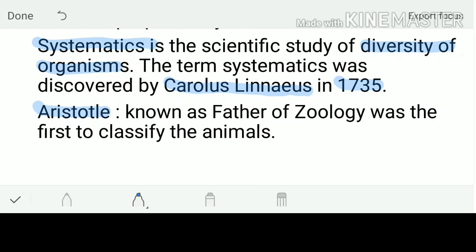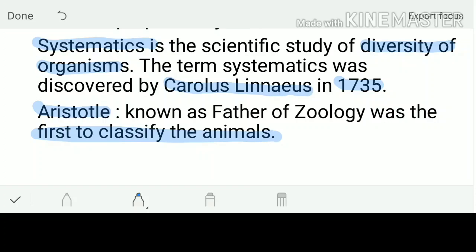Now the last but not the least one, the father of zoology. His name is Aristotle. It's called the father of zoology. Basically, the branch of science which deals with the study of animals was given by Aristotle. And he was the one who classified the animals for the very first time.